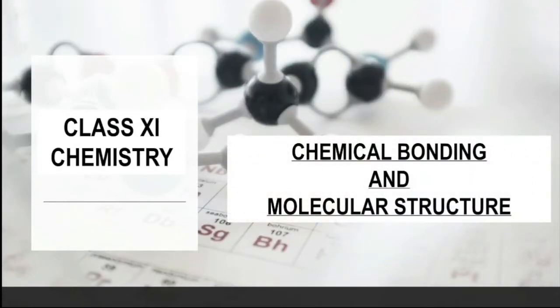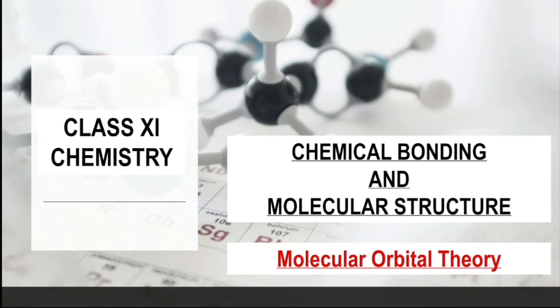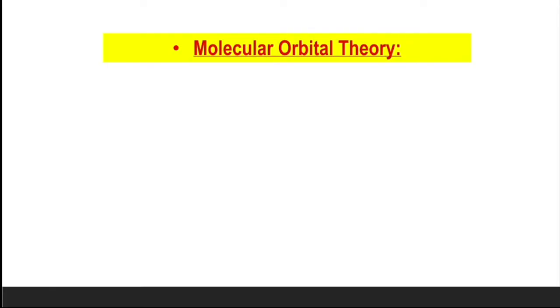Let us further discuss the chapter chemical bonding and molecular structure. And in this, today our topic of discussion will be molecular orbital theory. Now to understand molecular orbital theory, first we should know what is atomic orbital theory. So what is atomic orbital theory?